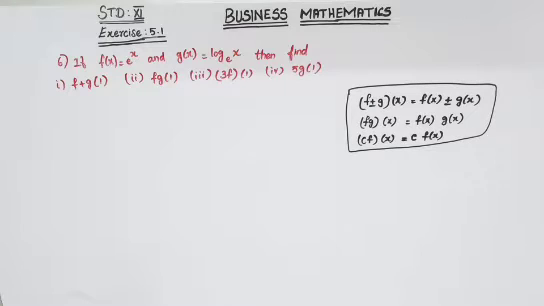Standard 11th Business Mathematics, Exercise 5.1, sixth question. If f of x is equal to e power x and g of x is equal to log x to the base e, then find: first subdivision f plus g of 1, second subdivision f g of 1, third subdivision 3f of 1, fourth subdivision 5g of 1.